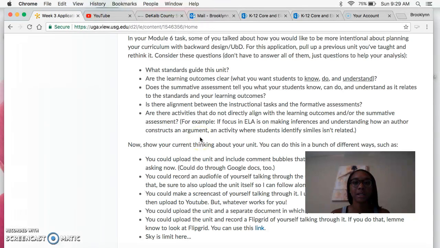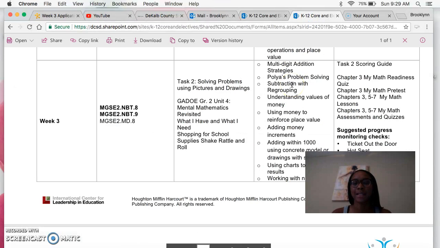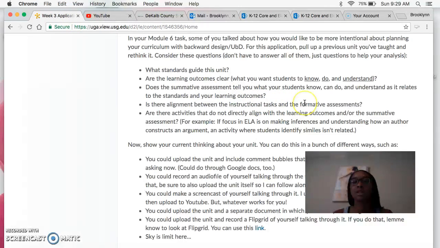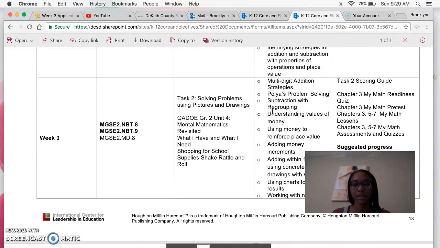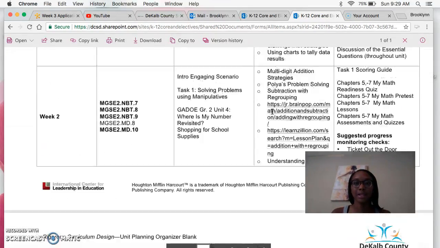Any questions am I missing? As I said, I think the learning outcomes were clear. There is no alignment between instructional tasks and the formative assessments, in my opinion. What they created for the tasks, there was no, not the formative assessments, I'm changing that. So there was no alignment between the instructional tasks and the summative assessments at all. The formative assessments that we created, yes, they were the same. And I think that is it.